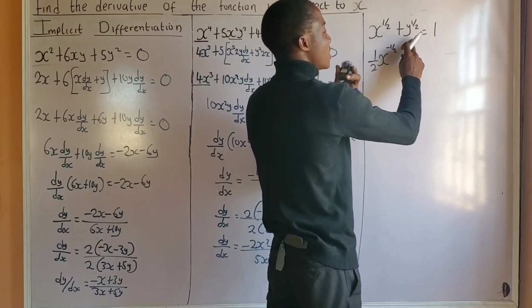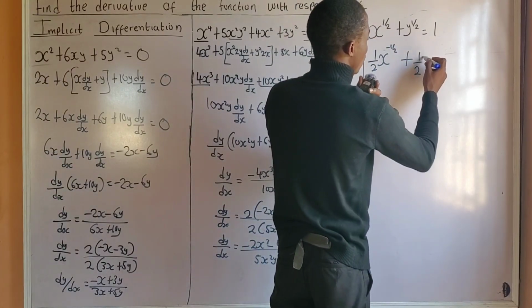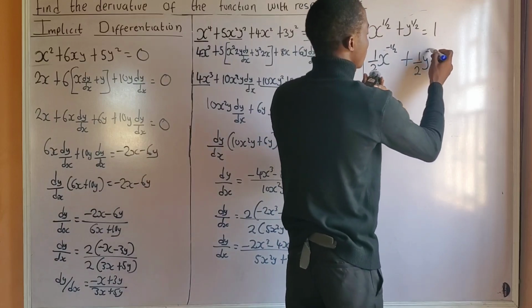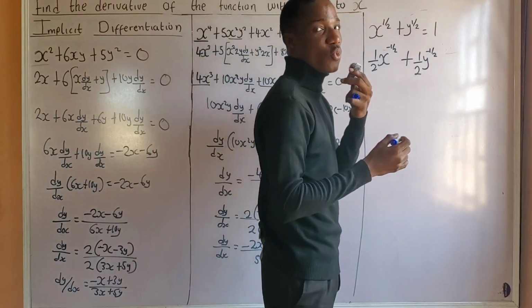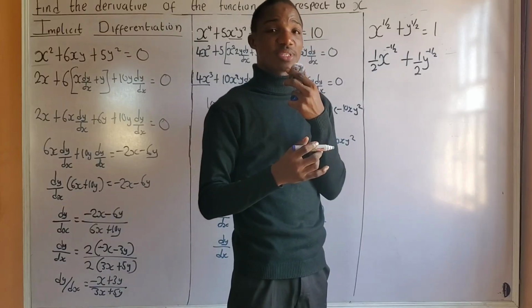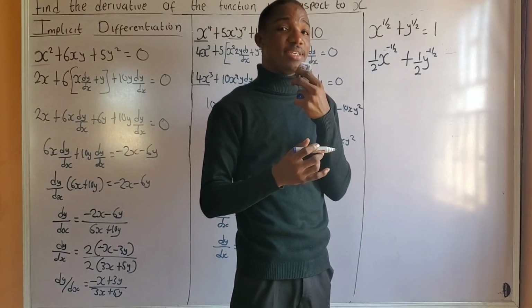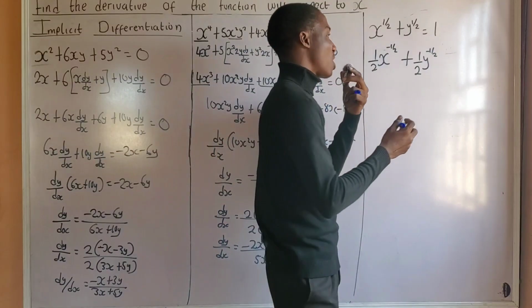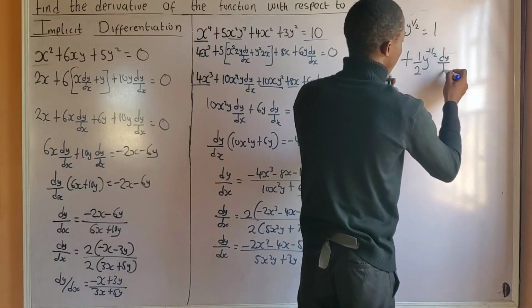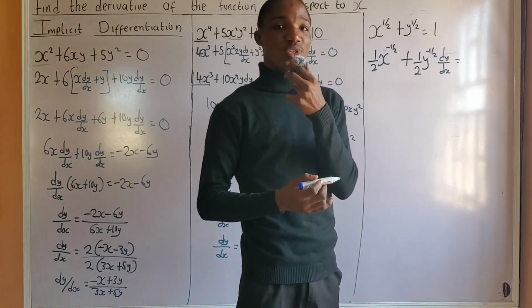Plus, now take the derivative of y raised to the power of half. You're going to have 1 over 2y raised to the power of negative 1 over 2. Now, because it is y that we are differentiating with respect to x, anytime you take the derivative of y in this function, you're going to multiply that derivative by derivative of y and x. So I'm going to have this times dy all over dx. And then if you differentiate 1, it is a constant, so you're going to have 0.